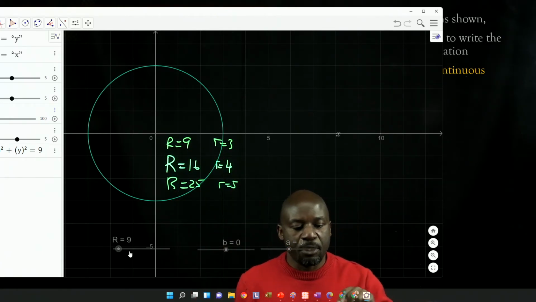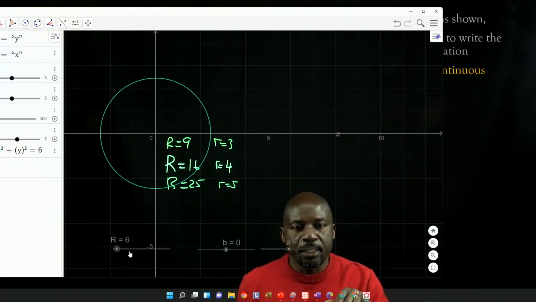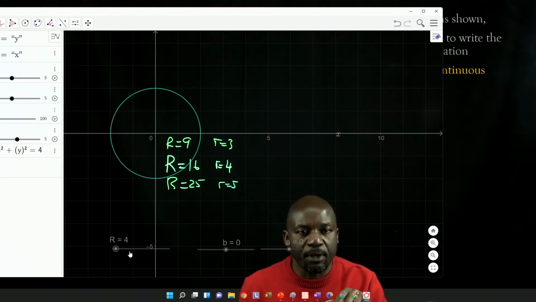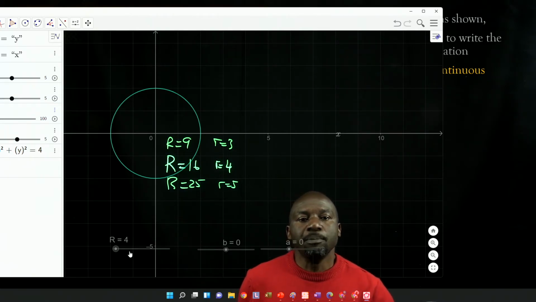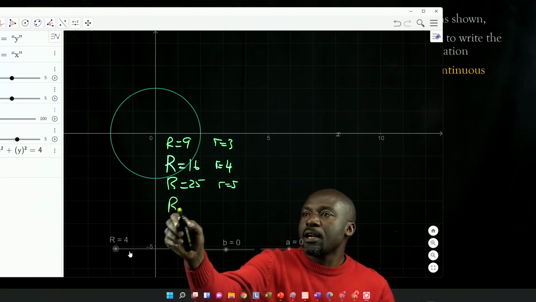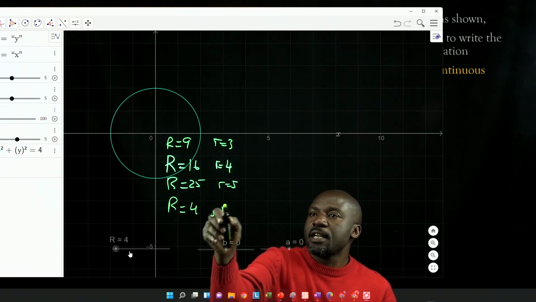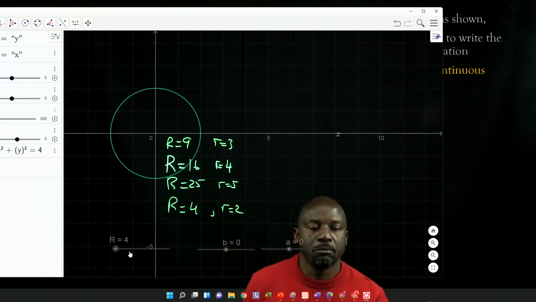Okay, when capital R is 6, I'm not sure. 5, I'm not so sure. Actually, I know what it is. But when capital R is 4, the radius appears to be 2.